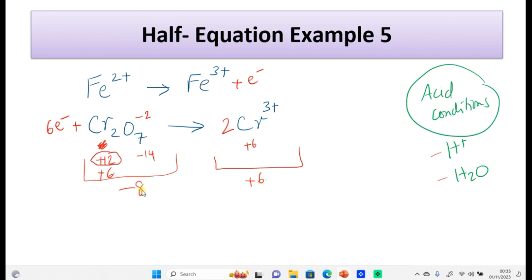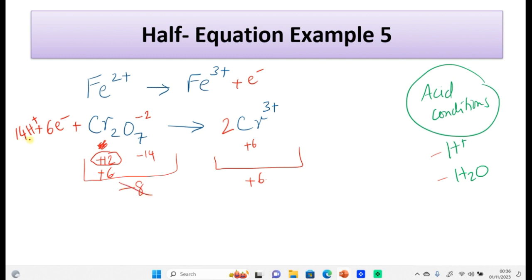So to go from -8 to +6, how many hydrogens do I have to add to the left? Okay, so to go from -8 to +6, because I can only add H plus, I have to add it to the negative side to make it into +6. You can see, -8 to +6. So as you can see, 8 plus 6 is 14. I need to add 14 H plus onto the left hand side. So I'm going to add 14 H plus on the left hand side.